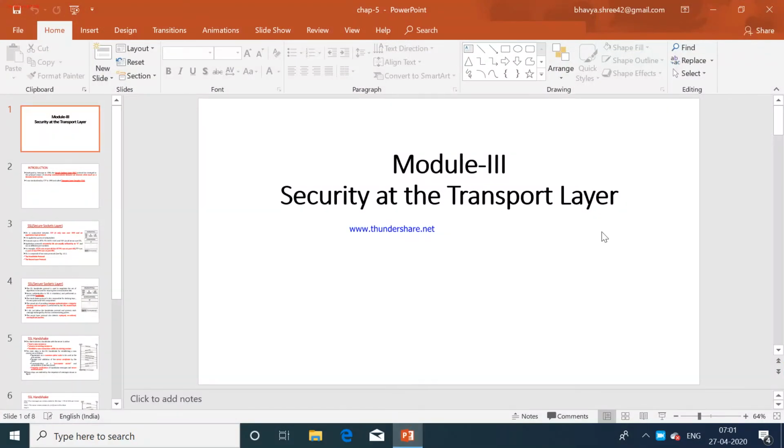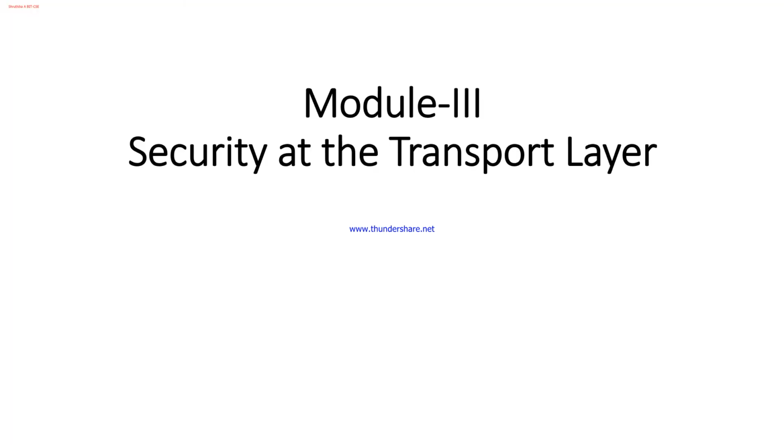So we'll move on to the next topic, that is security at transport layer. Up to this point I was explaining the significance of authentication, the significance of encryption and decryption, and we have also discussed a couple of encrypting and decrypting algorithms, how to generate the key and how the authentication could be done.